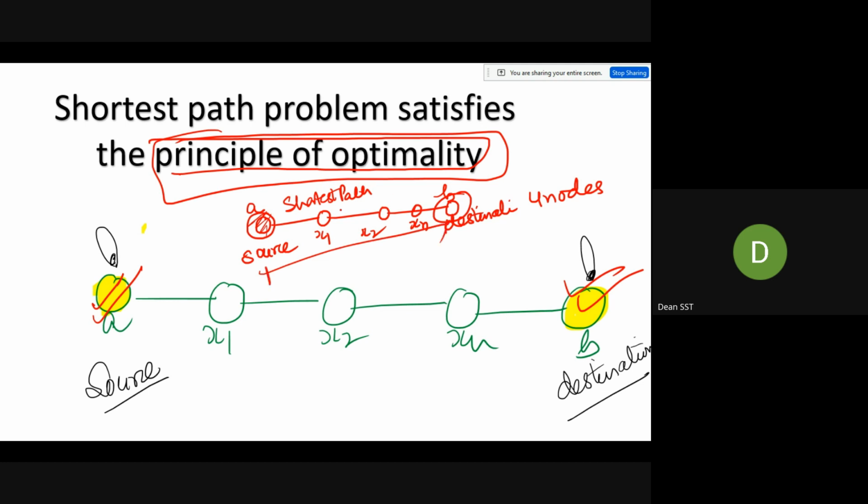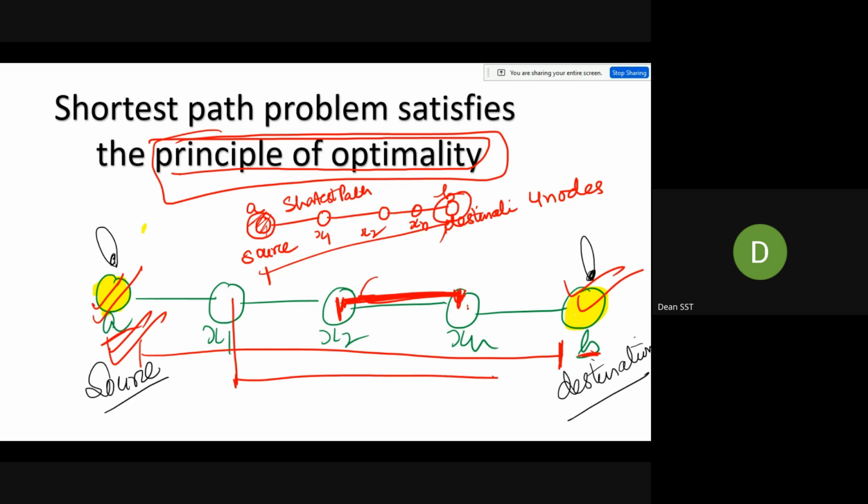If this is the shortest path from A to B, can you tell me what is the shortest path from x2 to xn? Obviously, this one will be the shortest path from x2 to xn, because we have already found the shortest path from A to B. Suppose we want to find the shortest path from x1 to xn. Definitely this will be the shortest path. If we want to find the shortest path between x1 and x2, this will be the shortest path. So this is the principle of optimality.